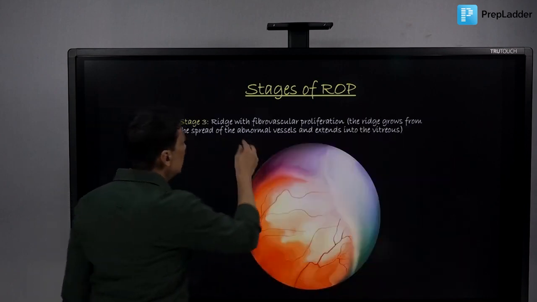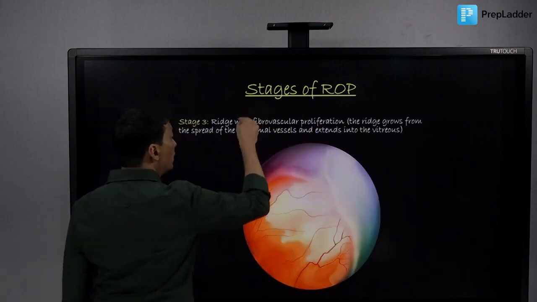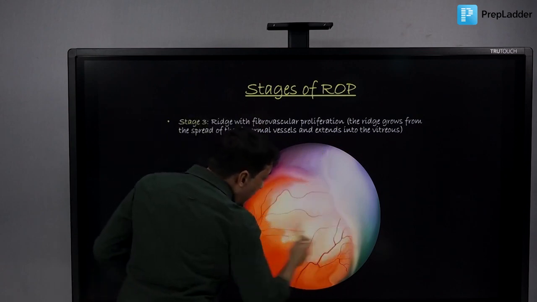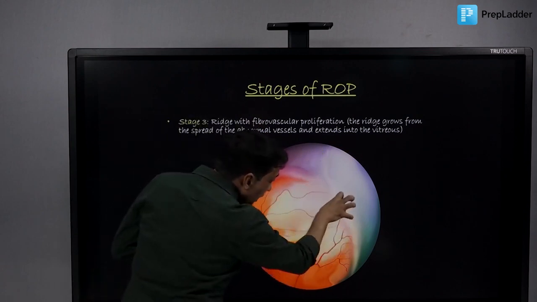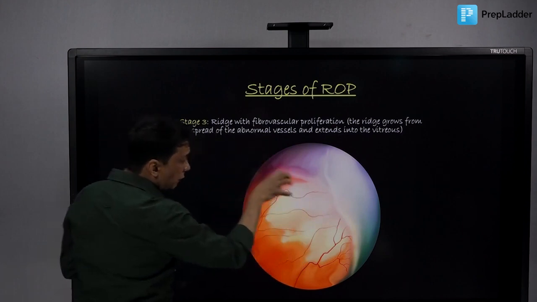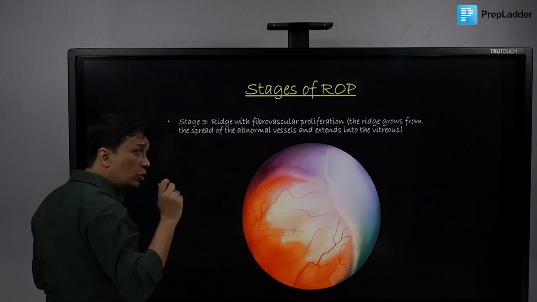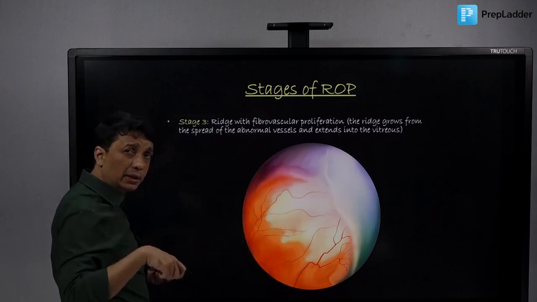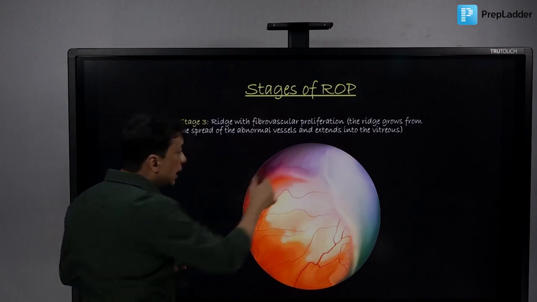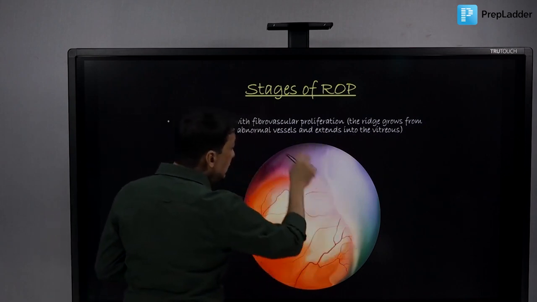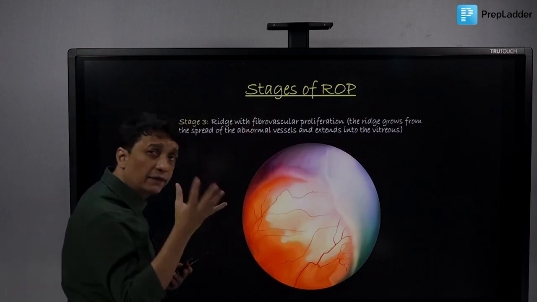Stage 3 is ridge with fibrovascular proliferation. Now you see the ridge is there, but now you can see the blood vessels also. They are pulling the retina off like this. Previously in stage 2, you could not see the vessels because they had not yet appeared. They were there, but they had not yet appeared. But in stage 3, you can see the ridge with fibrovascular proliferation.